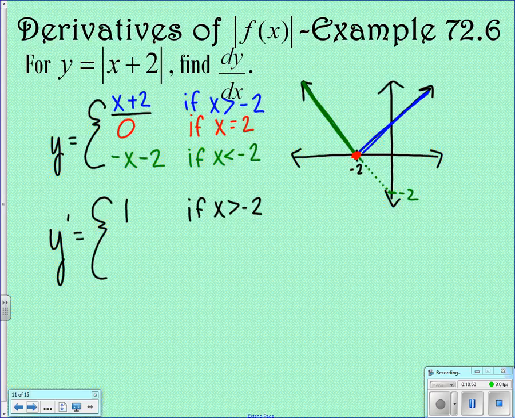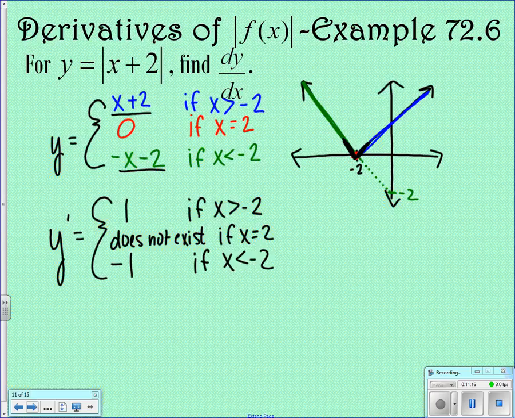Now, the derivative of 0 does not exist. So if x equals 2, the derivative does not exist. Remember, at a sharp point, we do not have a derivative. So our derivative doesn't actually exist there. And then the derivative of negative x minus 2 is negative 1. So if x is less than negative 2, that would be our derivative. And so this is actually your whole answer.